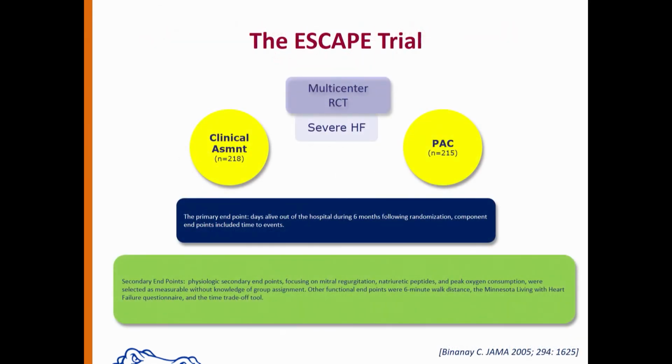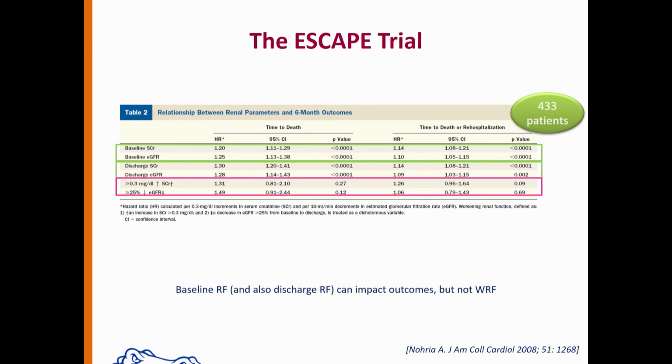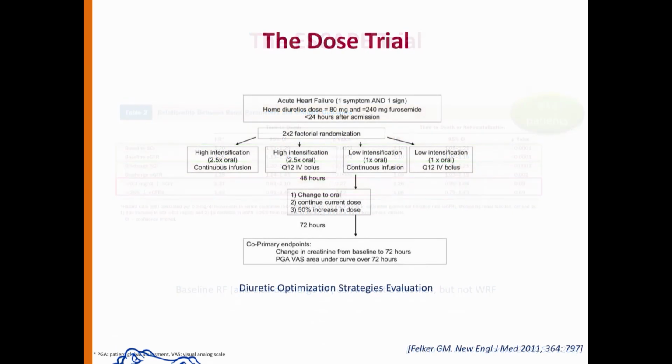A few years later, the ESCAPE trial came out. Here is what we saw. We saw the baseline creatinine had a major impact on the outcomes. The discharge creatinine also had a great association with the outcomes. But when you look at the change in serum creatinine, when the patient came, you gave him the treatment, it doesn't seem that the change in serum creatinine, the increase in serum creatinine, had anything to do with the outcomes.